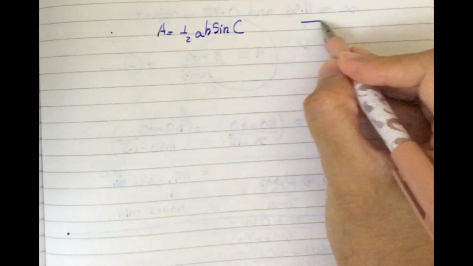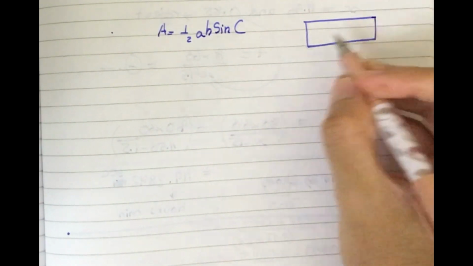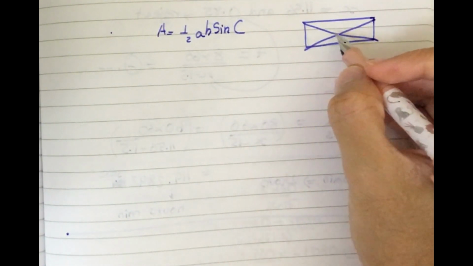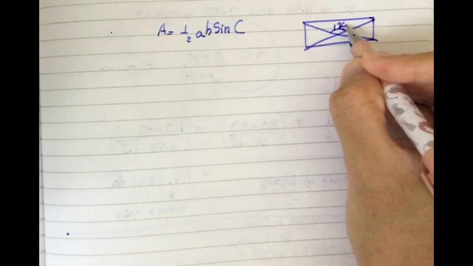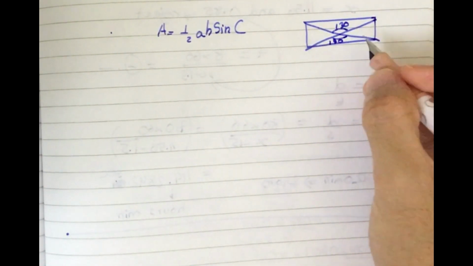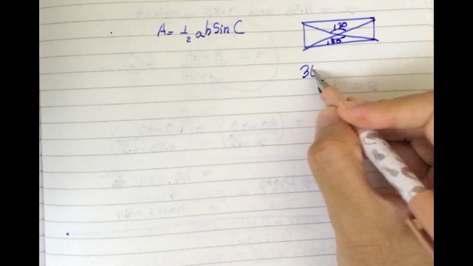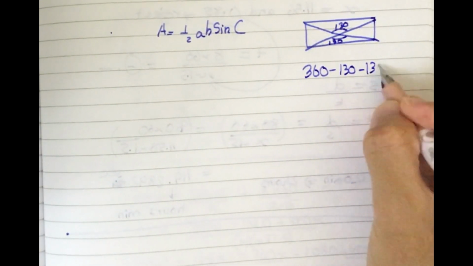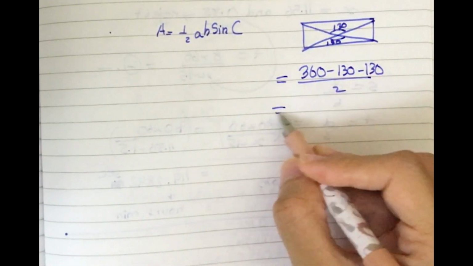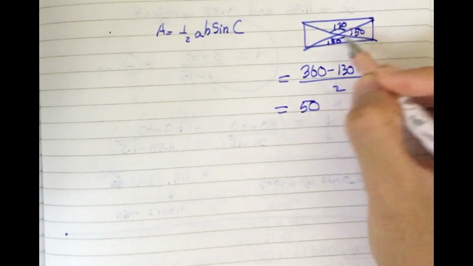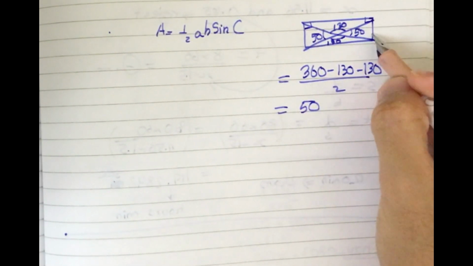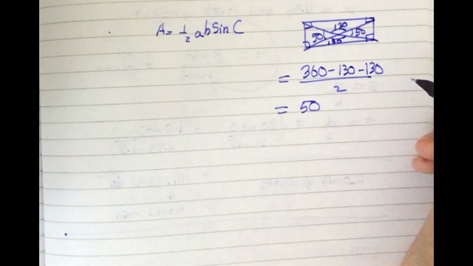And I can see the triangle. Let me draw the triangle. I know this is 130, so this is also going to be 130 because they're both the same. If these are 130 and the total is 360, I can subtract 130 and 130, and these two are the same, so I can divide by 2 and I get 50. So this is 50 and this is 50. And this is 90, and this is 90 as well.